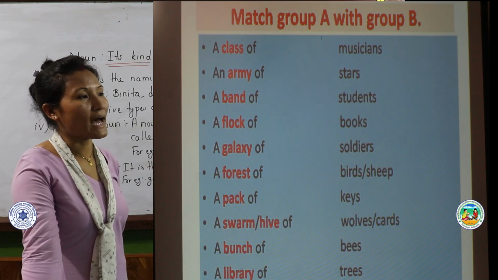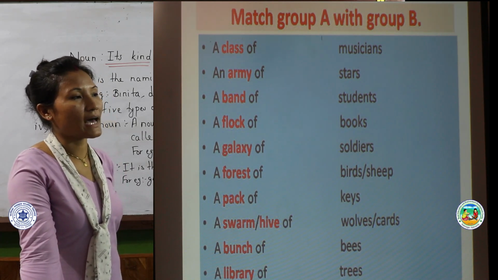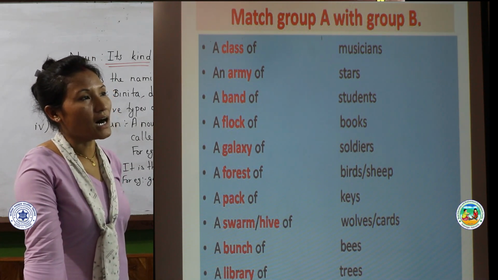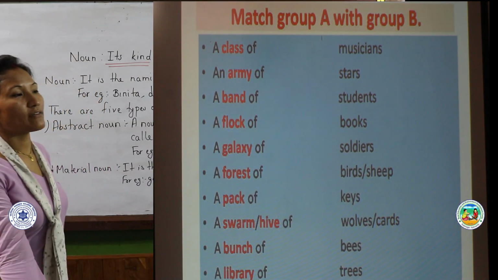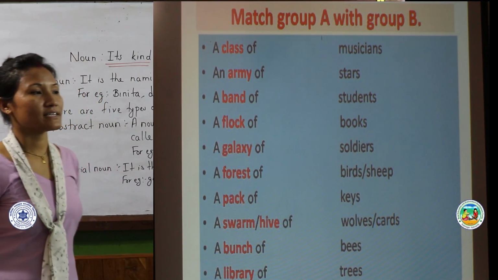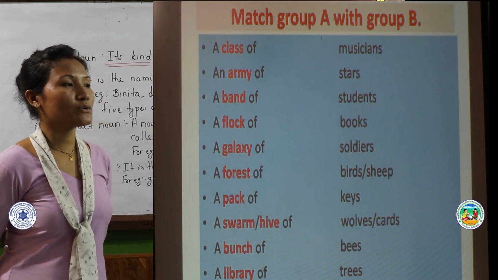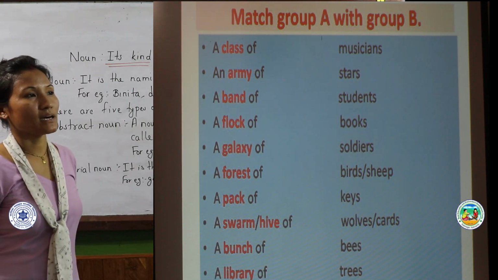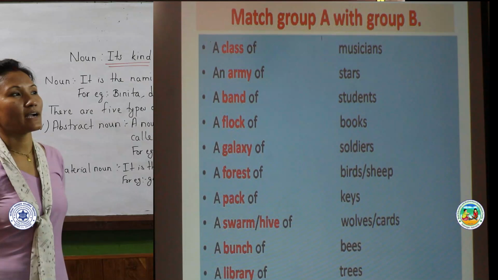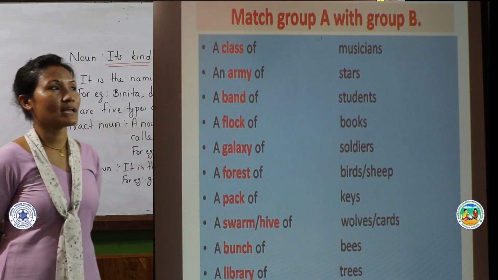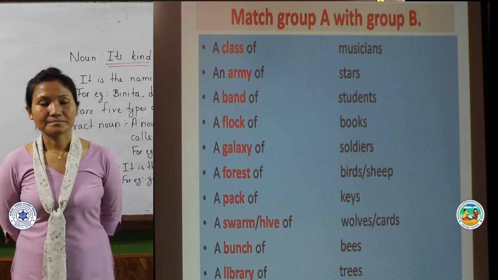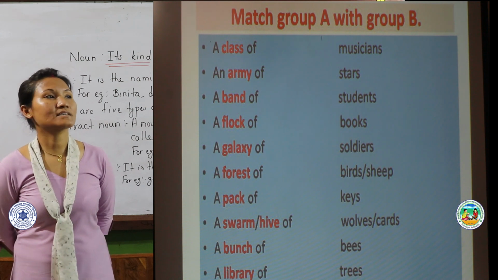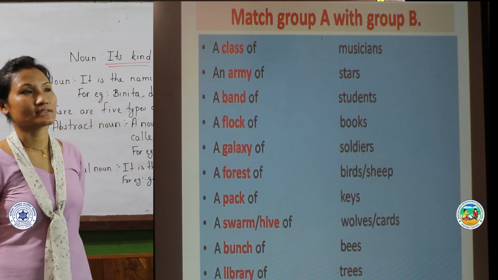A swarm or hive of bees. A bunch of keys. Likewise, the last one, the answer is very easy. A library. What do you find in a library? We find books in a library. A library of books. So, here are many examples of collective nouns, and dear students, please try to find out the collection of these individuals or things.